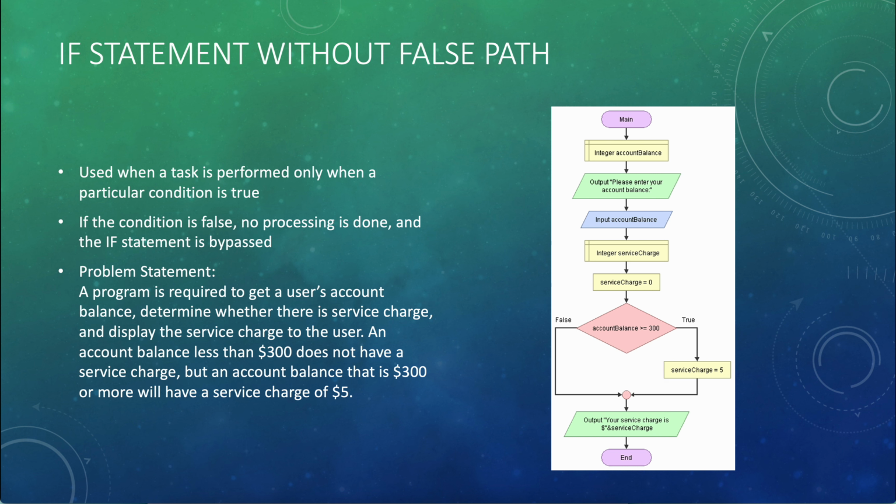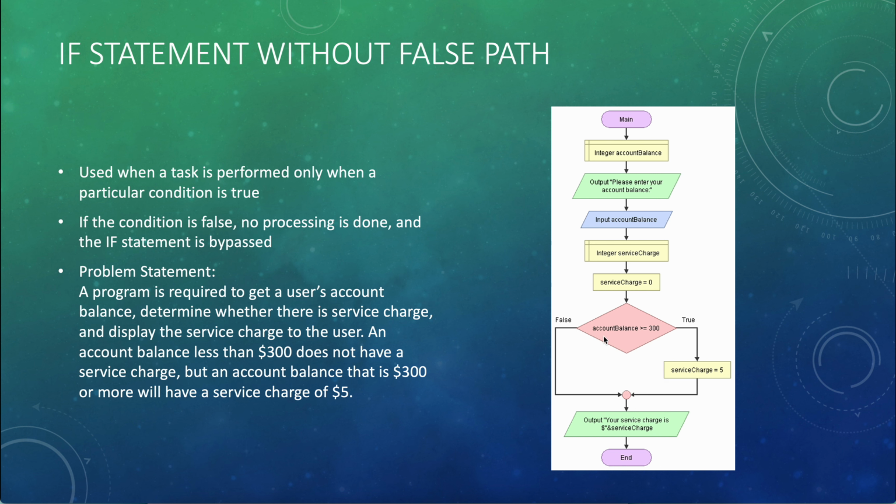So in this case, instead of having two different service charges to choose from, the account will only have a service charge if the balance is $300 or more. So we don't really need it to take an action if the account balance is less than $300. In this case, I've set the service charge to 0 to begin with, just so it does have a value in there.